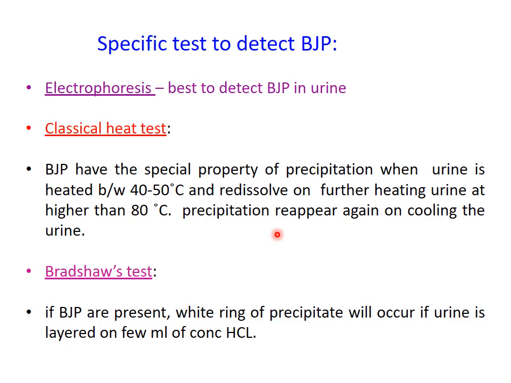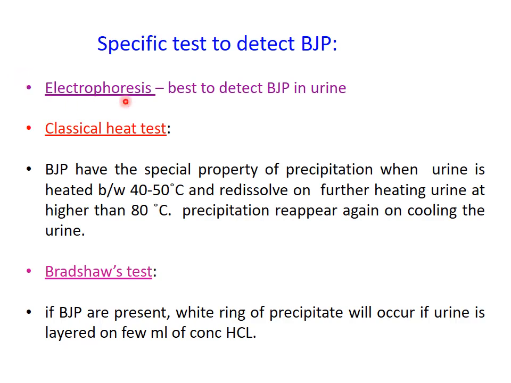Okay, so the urine becomes clear, and if we cool the sample again, the precipitation reappears in the range of 40 to 50 degrees centigrade. So first there is the appearance of the coagulum at 40 to 50 degrees centigrade, then it dissolves after increasing the temperature to 80 degrees, and again reappears when we cool down the sample to 40 to 50 degrees. This is called the classical heat test.